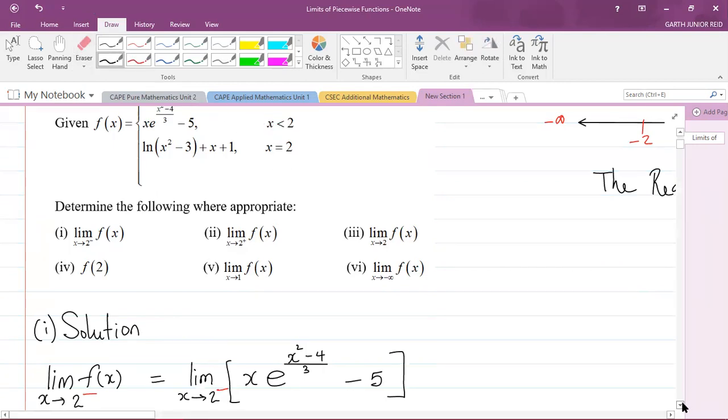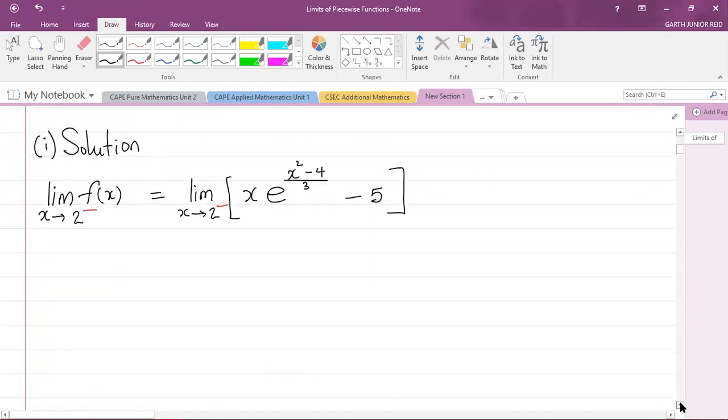So let us now calculate the limit. Now, remember, when you're calculating the limit, you use direct substitution. So you're substituting x as 2 into the expression here, in the brackets. So I will have 2 multiplied by e raised to the power of (2 squared minus 4) over 3, minus 5. Just substituting x as 2.